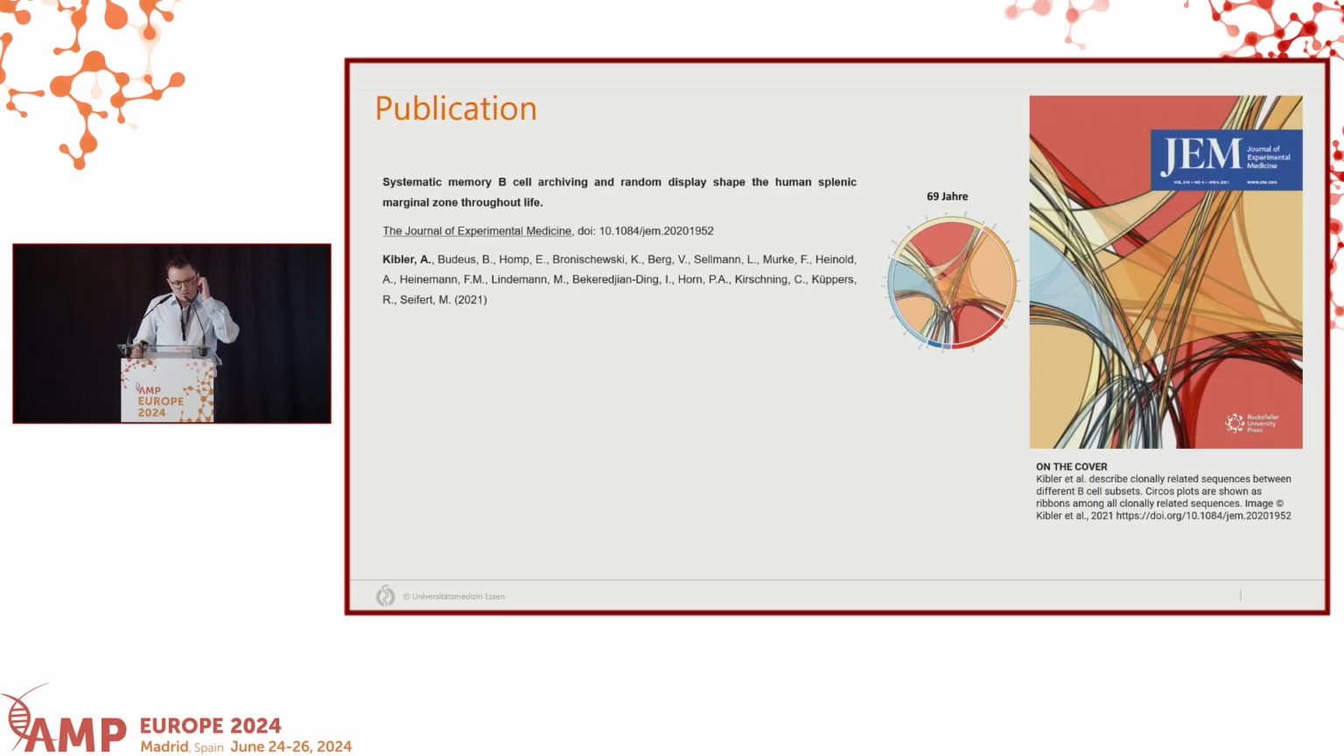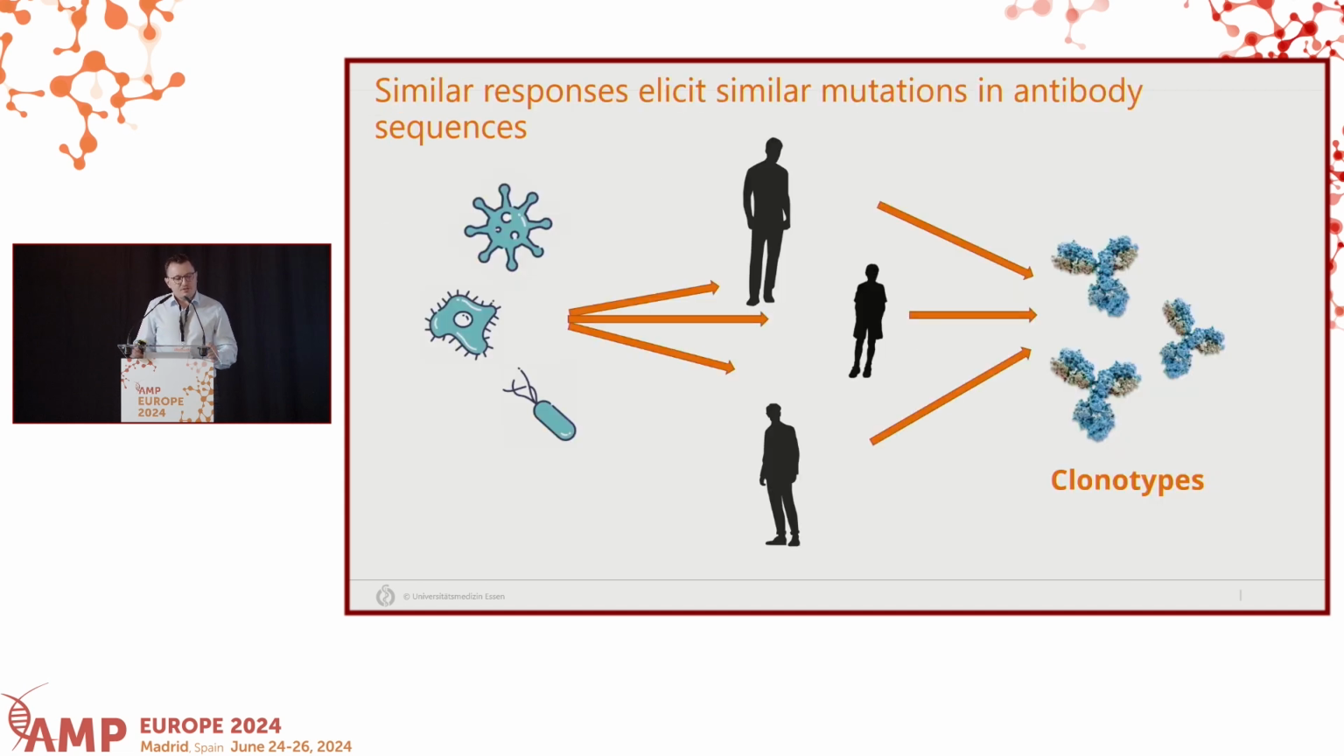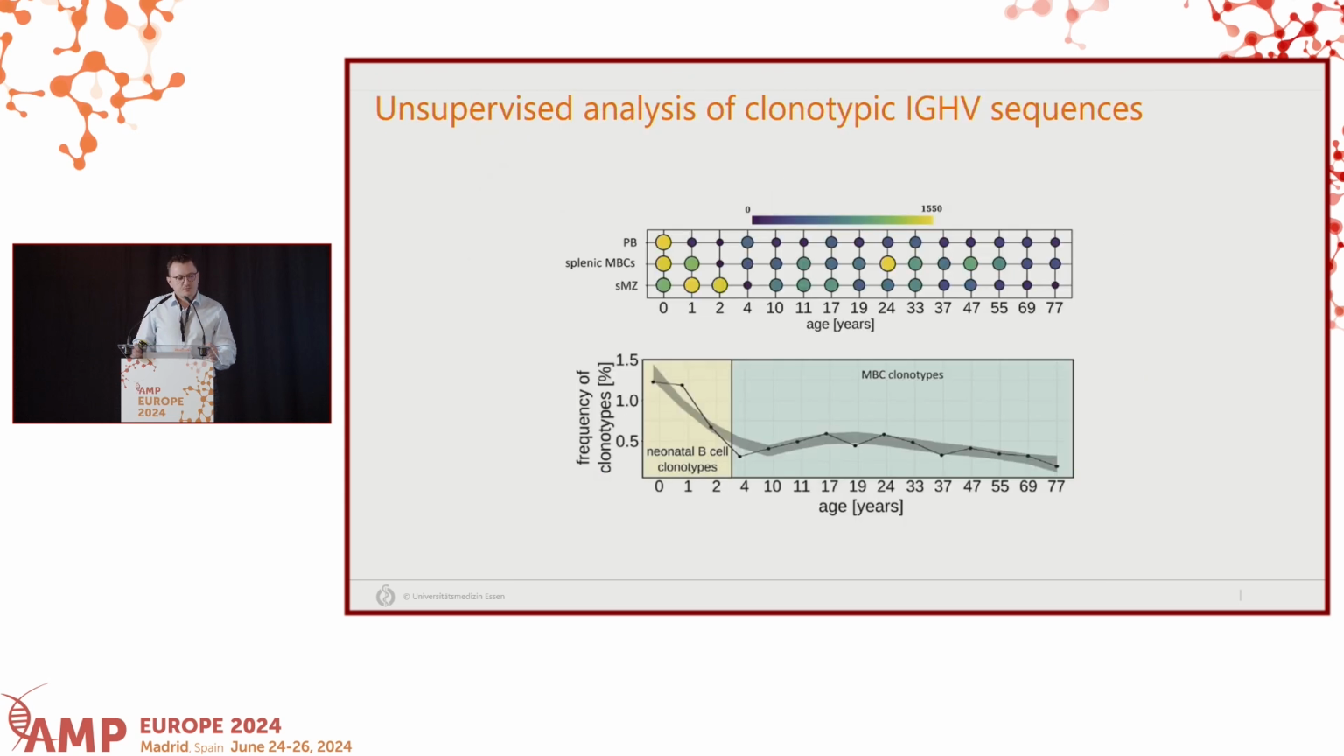These results were published recently in the Journal of Experimental Medicine. Finally, there's one piece of unpublished work that I would like to share with you. In our analysis, we found that similar immune responses in different people elicit similar antibody sequences, which we then call clonotypes. We quantified these in two different ways. Here you can see an unsupervised analysis, which basically goes by similarity, and the clonotypes were defined as clonally related sequences present in different individuals.